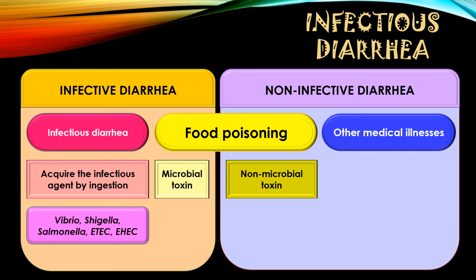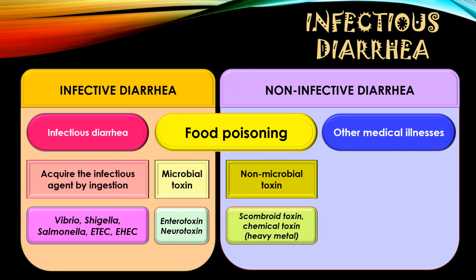about the infectious diarrhea, the common organisms are Vibrio, Shigella, Salmonella, ETEC or EHEC. I'm not sure you know about these abbreviations. ETEC means enterotoxigenic E. coli, and EHEC is enterohemorrhagic E. coli.